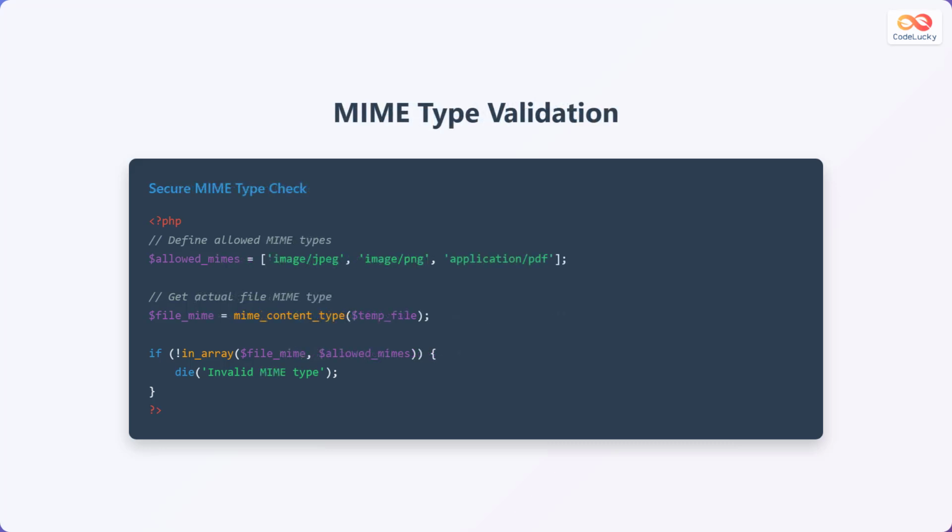Now let's discuss MIME type validation. Here's sample PHP code to do a secure MIME type check. We define allowed MIME types such as image/jpeg, image/png, and application/pdf. Then we get the actual file MIME type using the mime_content_type function. And we check if the file MIME is in the allowed MIMEs array. If it's not, it will die and the script will output invalid MIME type.